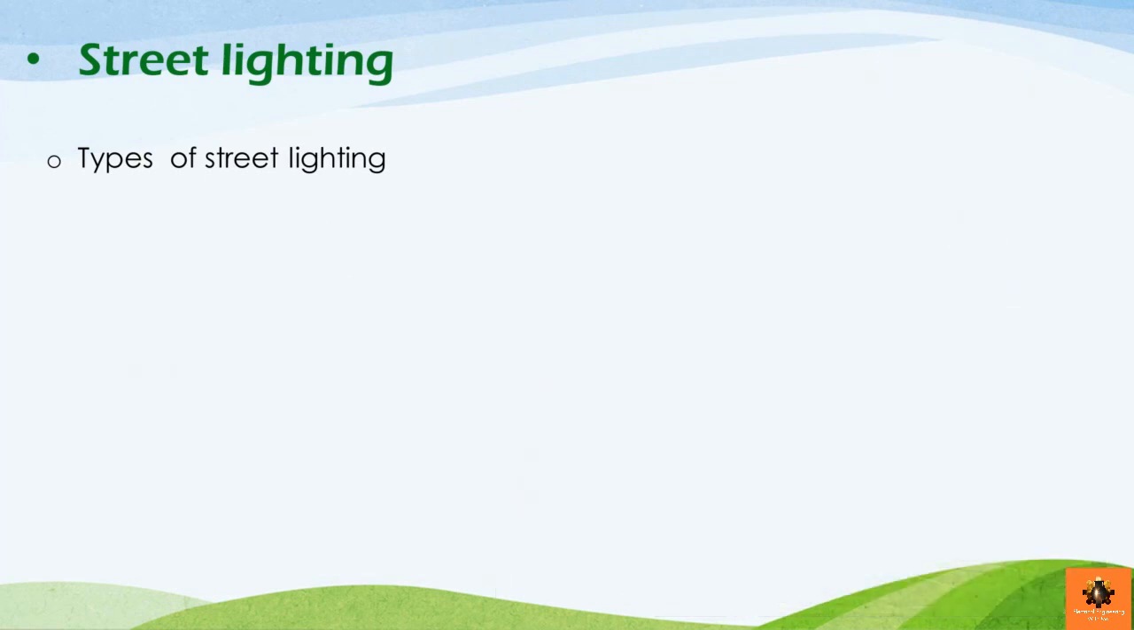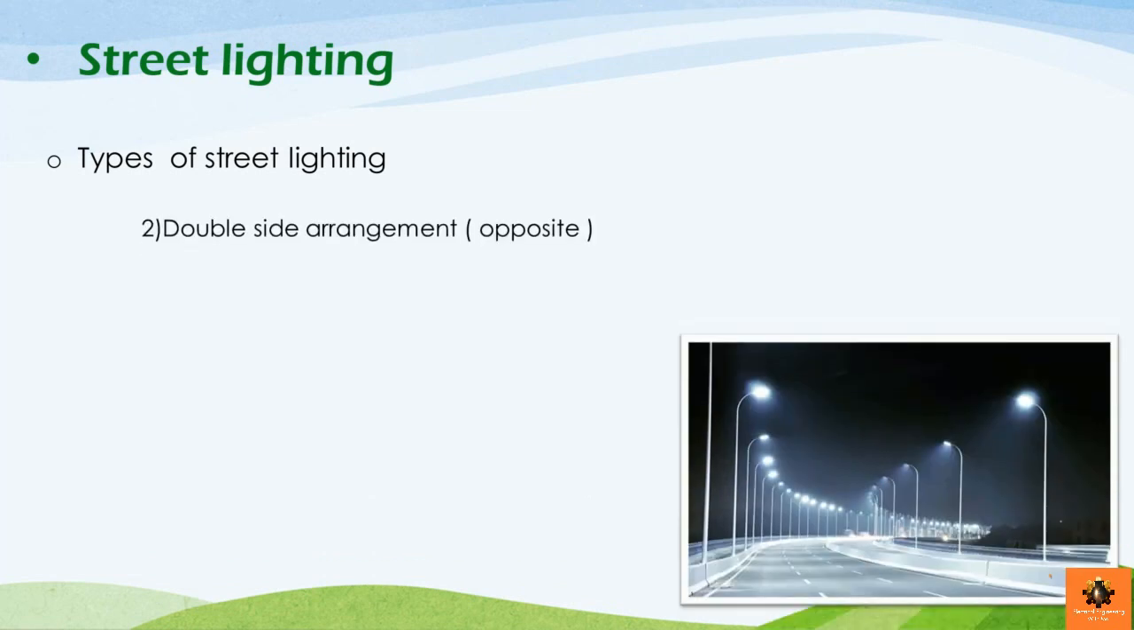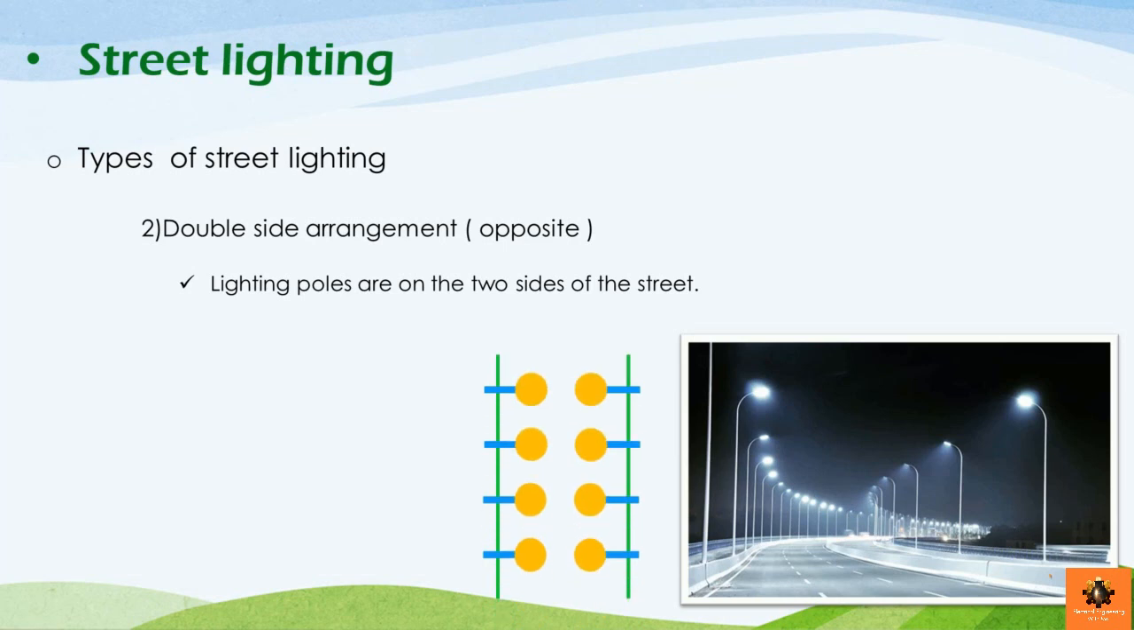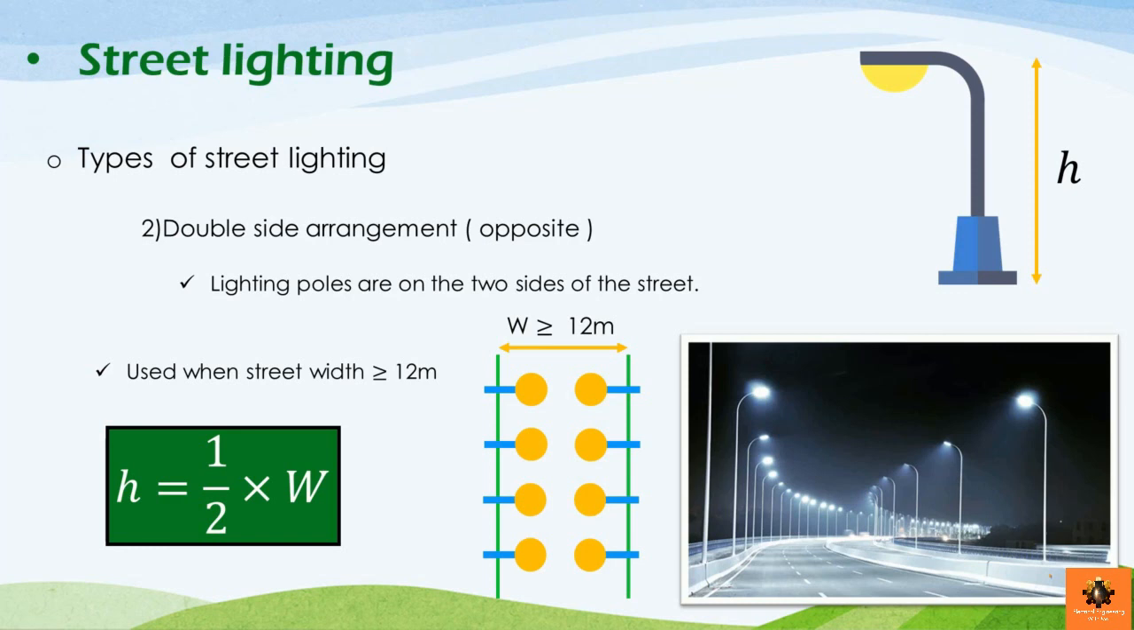Now the second type of the lighting arrangement is called the double side arrangement or the opposite arrangement. And in that case, the lighting poles are arranged on the two sides of the street. So we have a lighting pole on one side and we have an opposite pole on the other side. And we use this method if the street width is equal to or larger than 12 meters. So starting from 12 meters of the street width, we use the double side arrangement. And in that case, the lighting pole height equals half of the street width. So if the street width equals 12 meters, for example, the lighting pole height will equal 10 meters only, which is half of the street width. And also, each lighting pole on one side will be opposite to the other pole on the other side. Very good. So that's for the second type of arrangement.